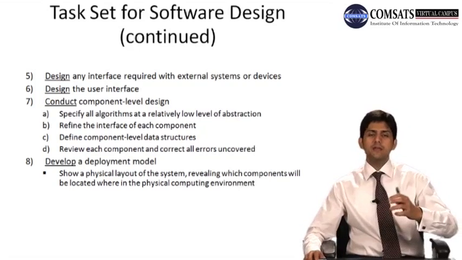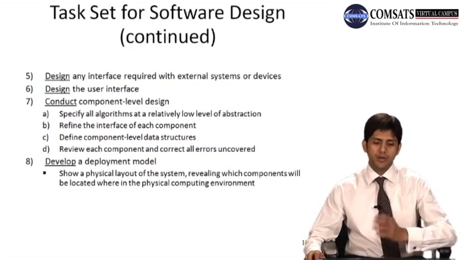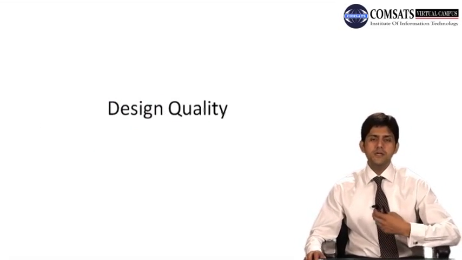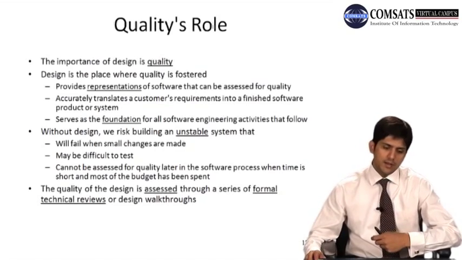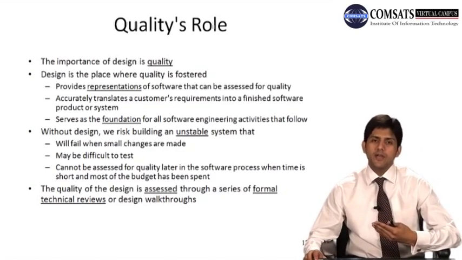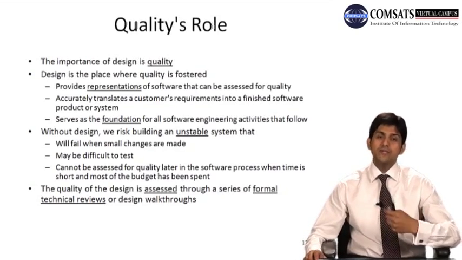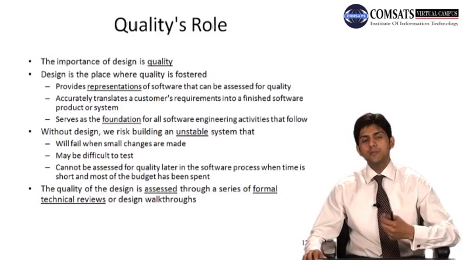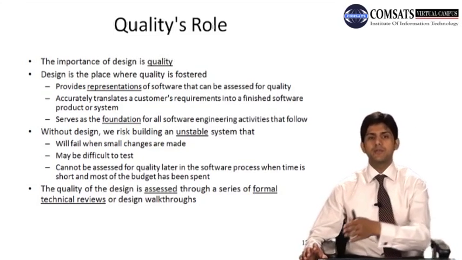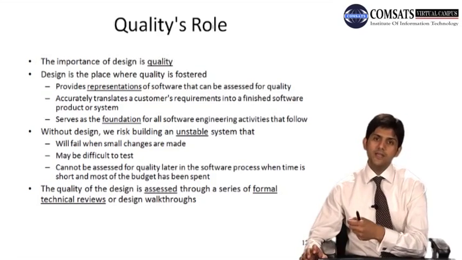Okay ji, so these 8 things are the main tasks that a designer should think about when designing a product. Now let's quickly introduce how we measure the quality of design. Number 1, quality is really important when you are designing a product. When we say whether you have made a good quality product or a bad quality product, design is the stage that actually defines the quality of the product. So we can say that design is the place where quality is fostered.